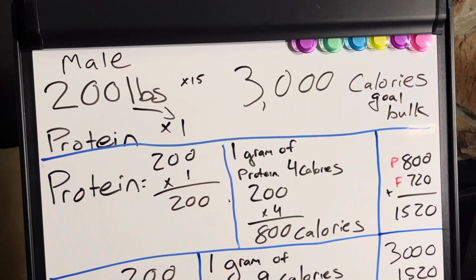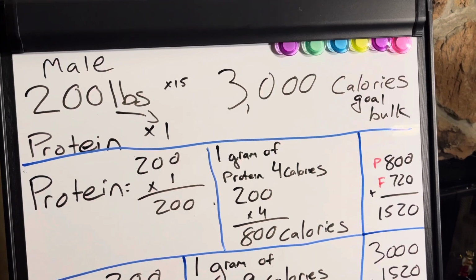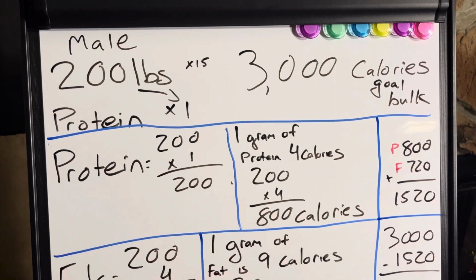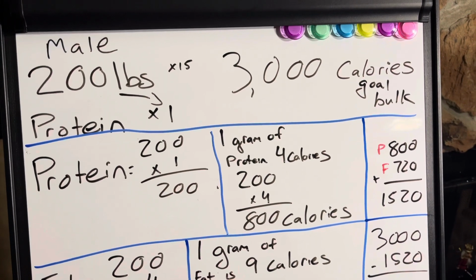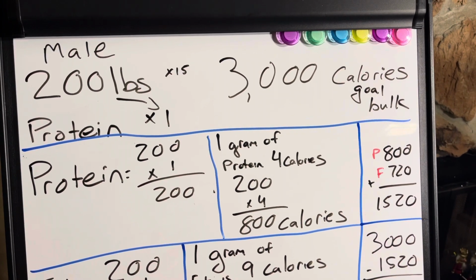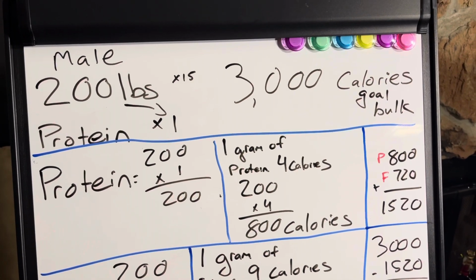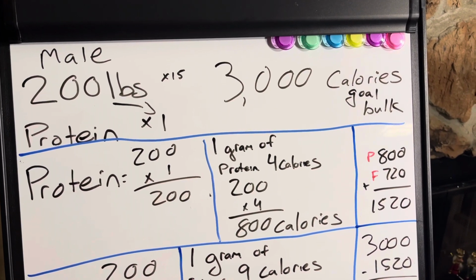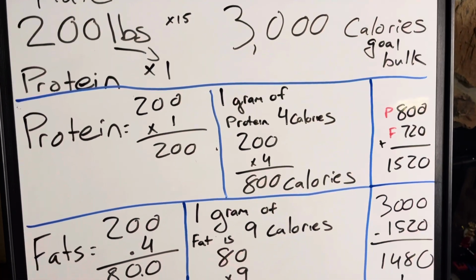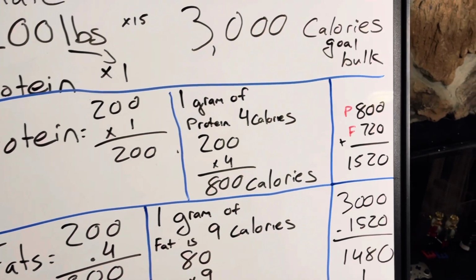So once again, this formula is for a 200-pound male on a 3,000 calorie a day bulk, and to keep it simple, we're going with 1 gram of protein per body weight. The numbers could be higher or lower depending on the person's metabolism and goals, but to keep this as simple as possible, we're going with a 200-pound male on a 3,000 calorie bulk and 1 gram of protein per body weight. So that's 200 grams of protein a day.